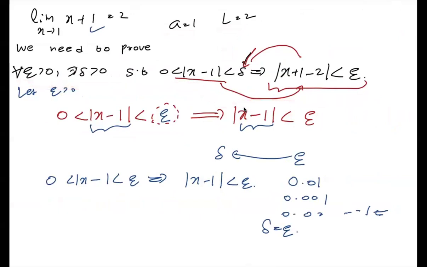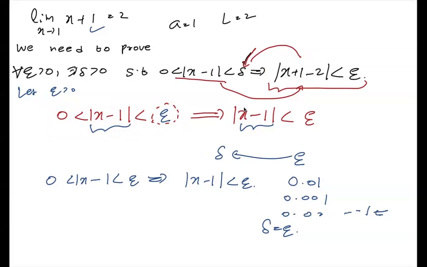In other words, you have to prove that you can find a positive number to put here, so that when 0 < |x - 1| < the positive number that you have chosen, it will satisfy this inequality, and that should also imply your |x + 1 - 2|, which simply becomes |x - 1|, is less than epsilon.